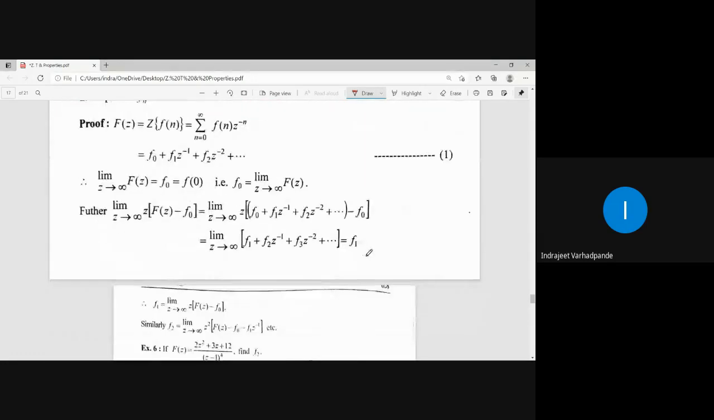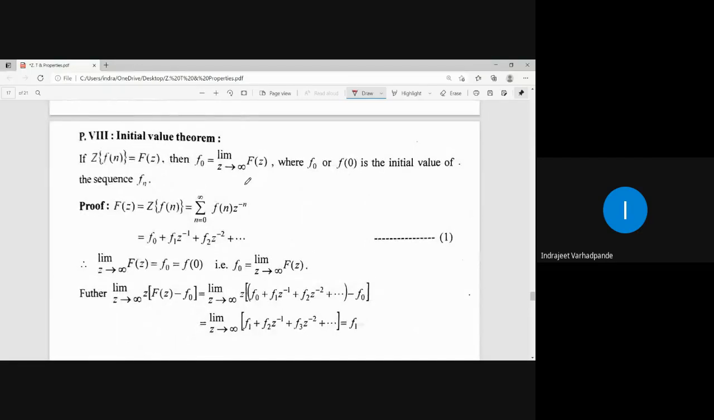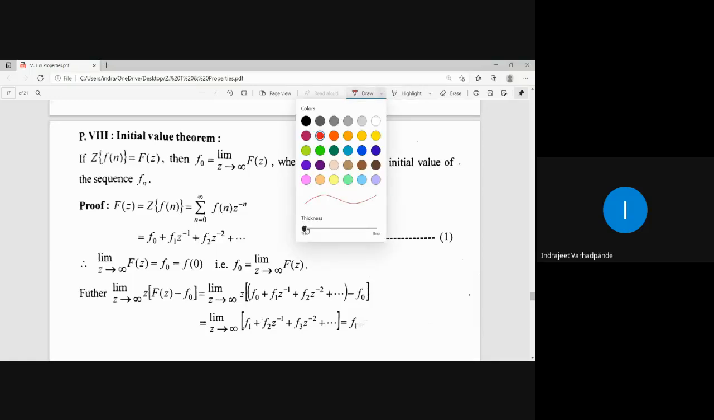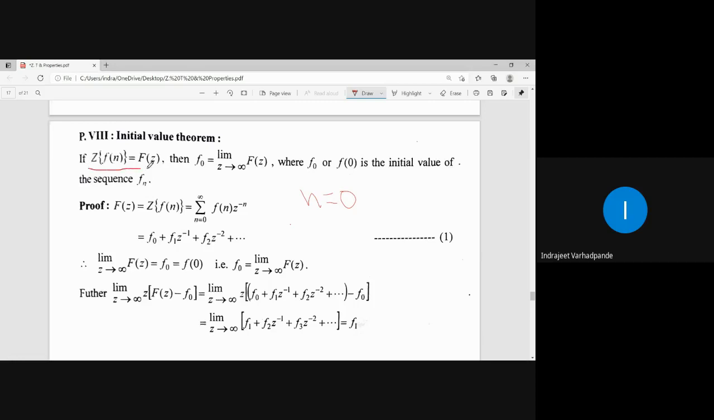Now what is the statement for the initial value theorem? The statement for the initial value theorem, as I said, is for the initial value, meaning for n equal to 0. The first term of the sequence is identified by n equal to 0. So accordingly, we will be getting the answer and simplifying it, right? So Z of f of n is F of z. f of 0 will be limit z tending to infinity of F of z, where f of 0 is the initial value of the sequence fn. This is the result we have to show.